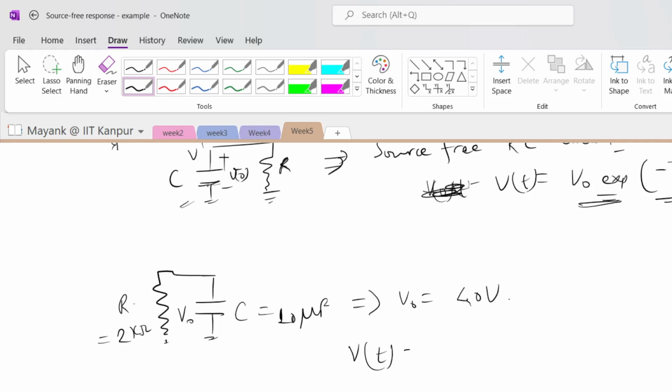So what is the response? V of t will be equal to 40 times exponential of minus t by 2 kilo ohms times 10 microfarad, right? So this becomes how much? 2 kilo times 10 micro, what is the value? It's 20 milli, right? So it becomes 40 exponential of minus t by 20 milli, isn't it?